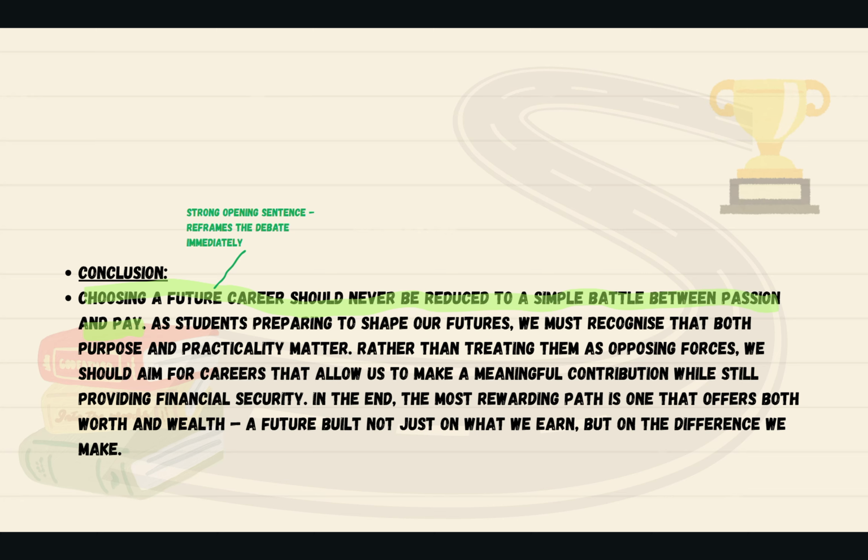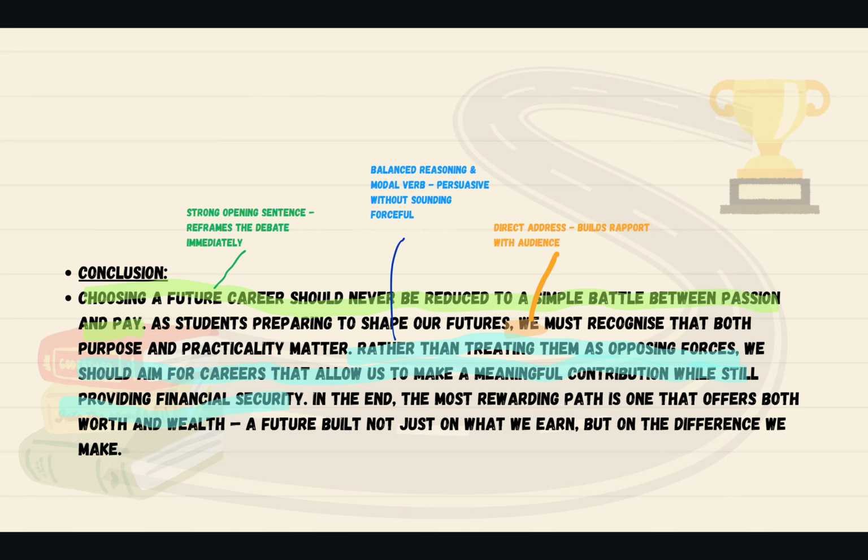If we analyse this paragraph, we can see in green here we have a strong opening sentence that reframes the entire debate immediately. In orange, the word "we" is a pronoun with direct address and it builds rapport with the audience, meaning you feel like a community. And then in blue, we can see balanced reasoning and a modal verb example where we use persuasive language without sounding forceful.